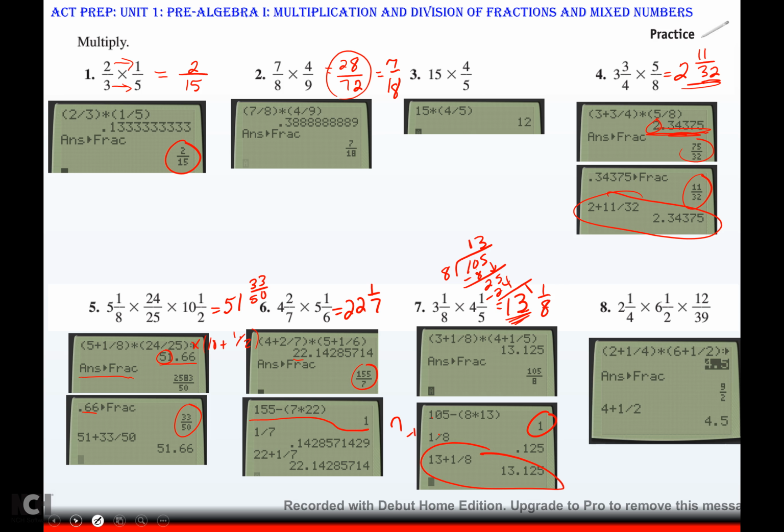Okay, number 8. 2 and 1/4 times 6 and 1/2 times 12/39 is 4.5. As a fraction is 9/2. This tells me that 2 goes into 9 4 whole times. 4 times 2 is 8. 9 take away 8 is 1, so it's 4 and 1/2.